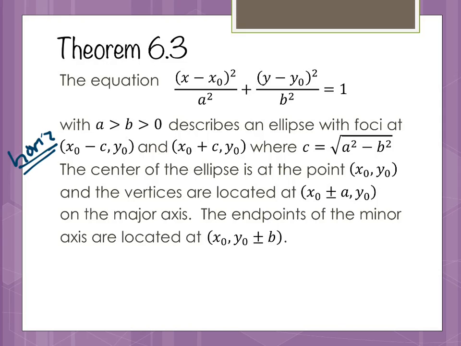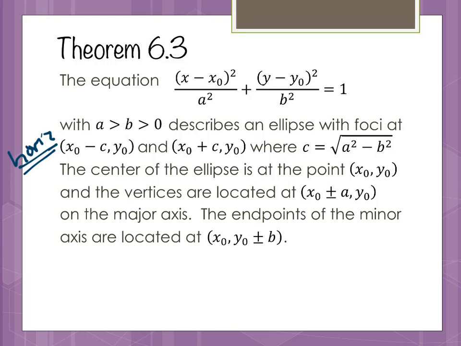And then the center of the ellipse is at the point x0, y0. The vertices are manipulated along the x-axis as well, or at least along the horizontal axis. So wherever x0 was, you add and subtract a. That's the picture that I drew. Wherever you were, you're a away, to the left and to the right. And you're at the same height, the same y value you were before.